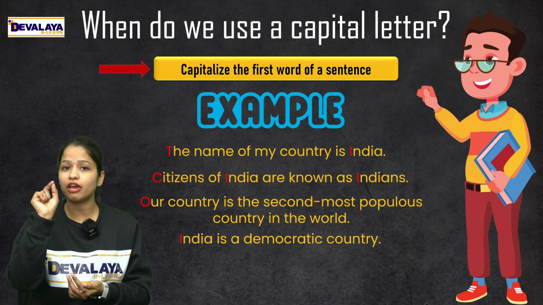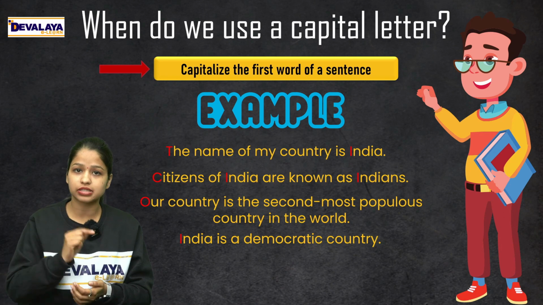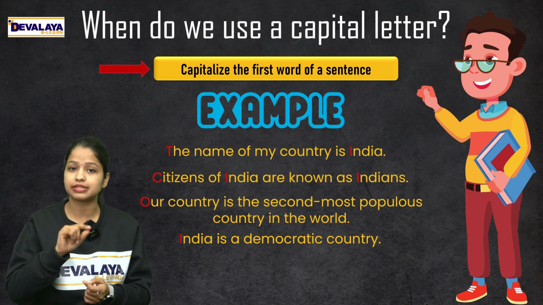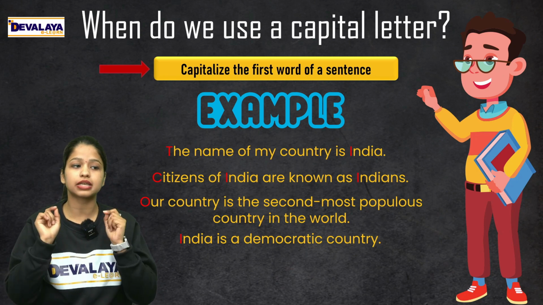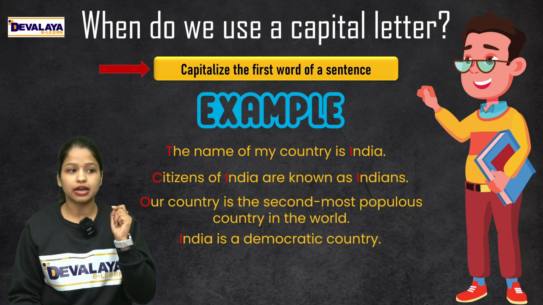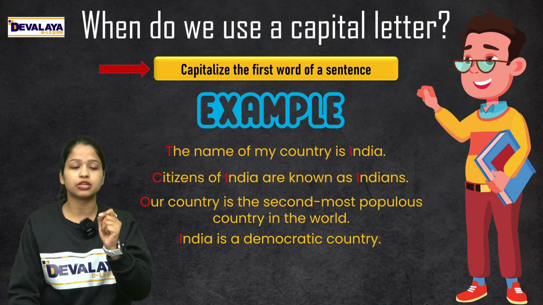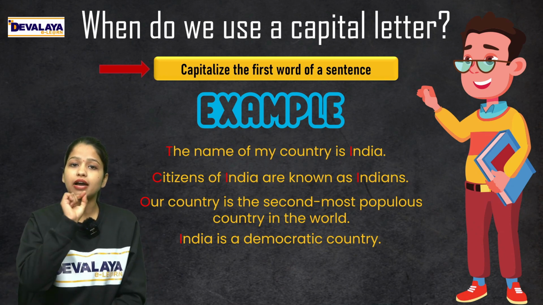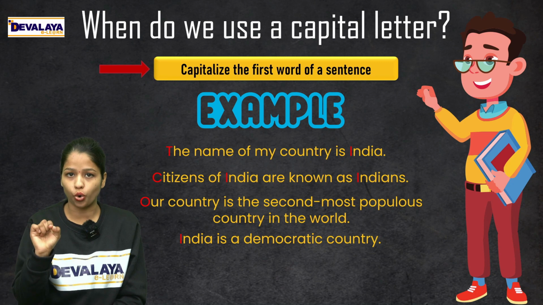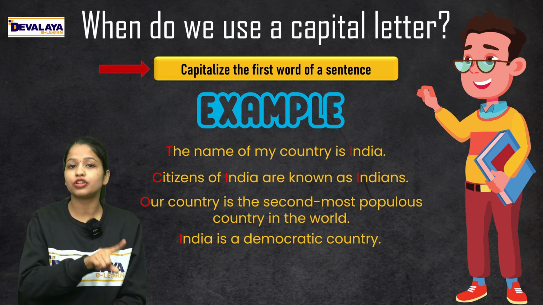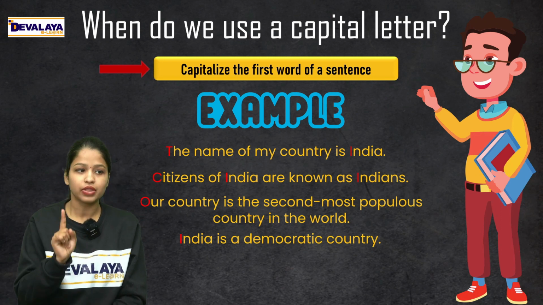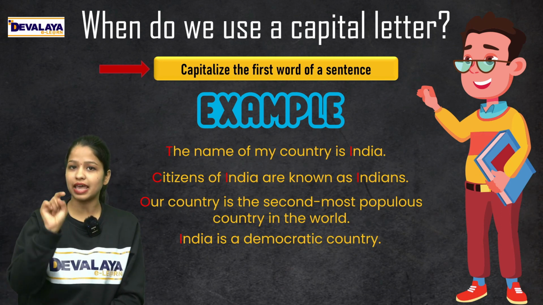Then again we have put the full stop. After that we are starting again with a capital letter, that is R. Our country is the most populous country in the world. We have again capitalized the R because we are starting it after the full stop. Clear? Then after the words, again there is a full stop.